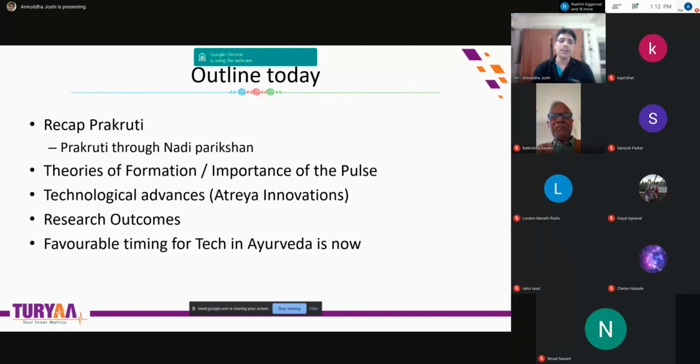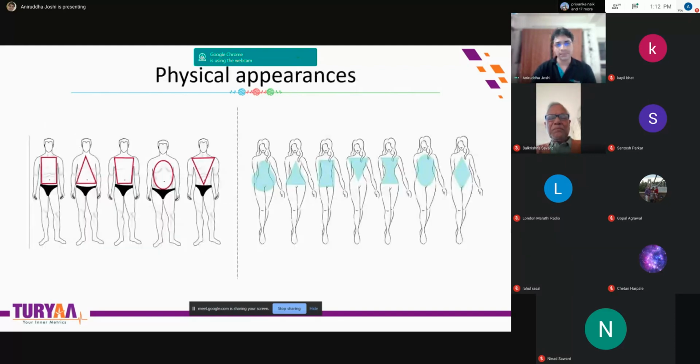There are many technological advances and research outcomes. I'm going to spend about 20 minutes on this, where I'm going to explain what we have achieved and so on. And finally, I will conclude with today's message: the most favorable timing for technology in Ayurveda, in ancient science, is now. So I'll start.